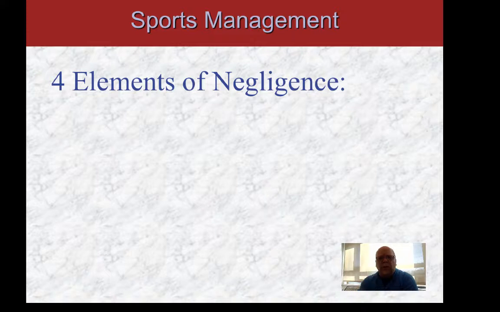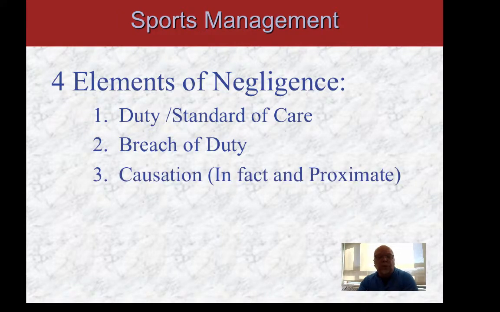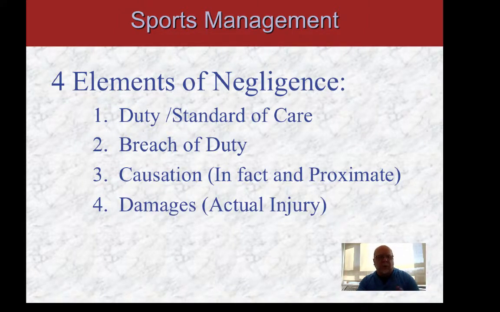There are four elements of negligence. So you need to be aware. In order to prove a negligence case, you have to prove all four of these elements. The first one is duty or standard of care. The second one is breach of that duty. Third is causation. And when we say causation, causation is two parts: in fact and proximate cause. And then you actually have to prove actual damages, that you are actually injured. If there are no damages, you do not have a case.